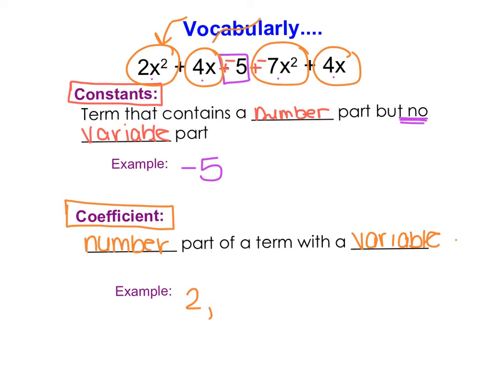Then here I look at the next one that has a variable as well, and I'm looking at just the number part, so 4. Looking at this third circled one that has a variable on it, its number part is -7. And then on this last one here, again, I have a number part of 4. So we have constants, which are just numbers that contain no variables, and we have coefficients that are the number part of a term that does contain a variable.